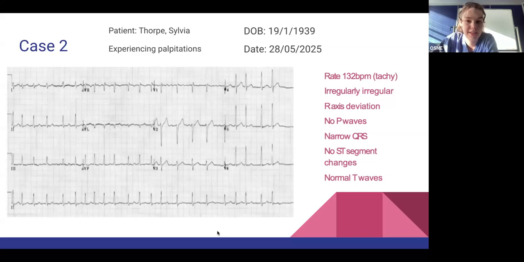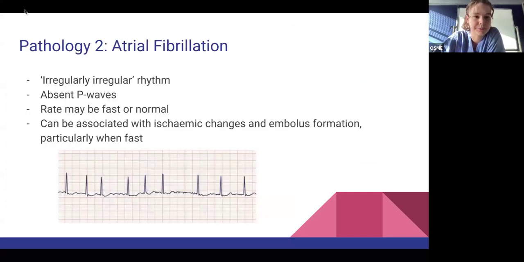So hopefully the phrase irregularly irregular means something to you, especially when it's fast and the person's experiencing palpitations. You might not have actually seen it yet, but I hope that those words will mean something, because this is very common. This is atrial fibrillation. So you've got this classic irregular rhythm. The P waves are absent, and that is pathognomonic for atrial fibrillation, those two things together.